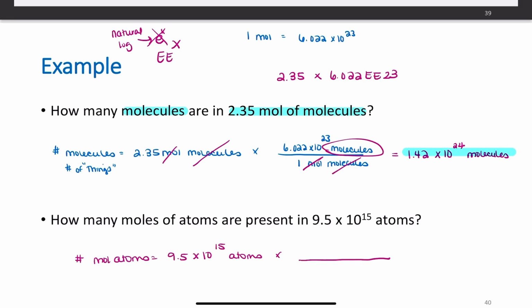Using the same conversion here, I've got number of things, and I'm trying to get to moles of things. My numerator, I'm going to put what I'm trying to get to, number of moles of atoms. My denominator, I'm putting what I'm trying to get rid of, 6.022 times 10 to the 23rd atoms. How do I know it goes in the denominator? Because if something is in the numerator and in the denominator, it cancels itself out. I also know I'm trying to get to moles of atoms, and by putting it in my numerator, it now gives me my answer in moles of atoms. Calculate that through, and I get 1.6 times 10 to the negative 8 atoms.